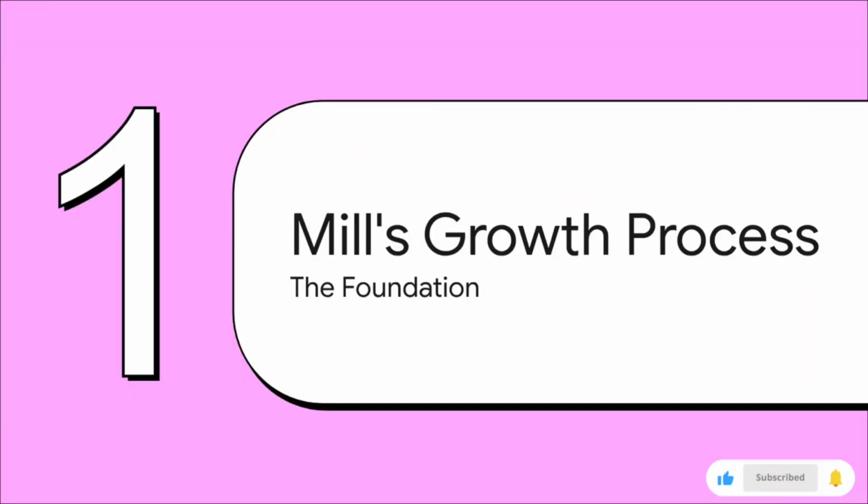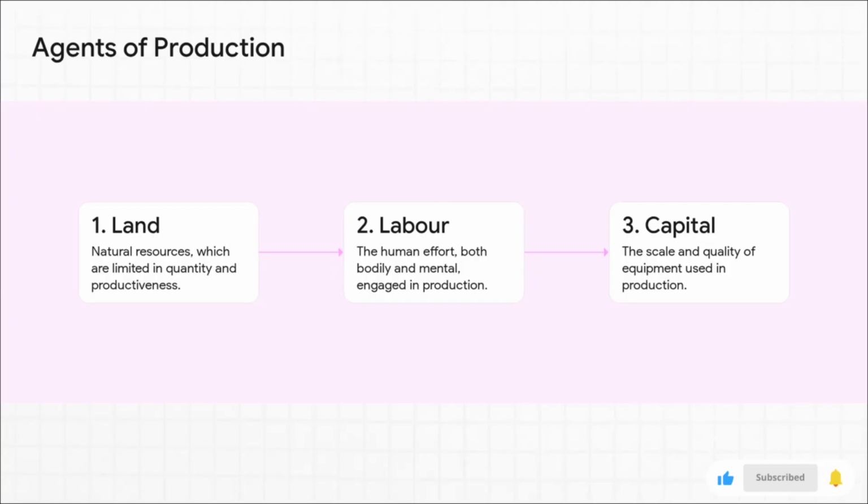Okay, first up, Mill's growth process. So let's start at the very beginning, right? What are the fundamental building blocks of his whole economic engine? Well, it all kicks off with something he called the agents of production. So, Mill points to 3 key things that make any production happen.